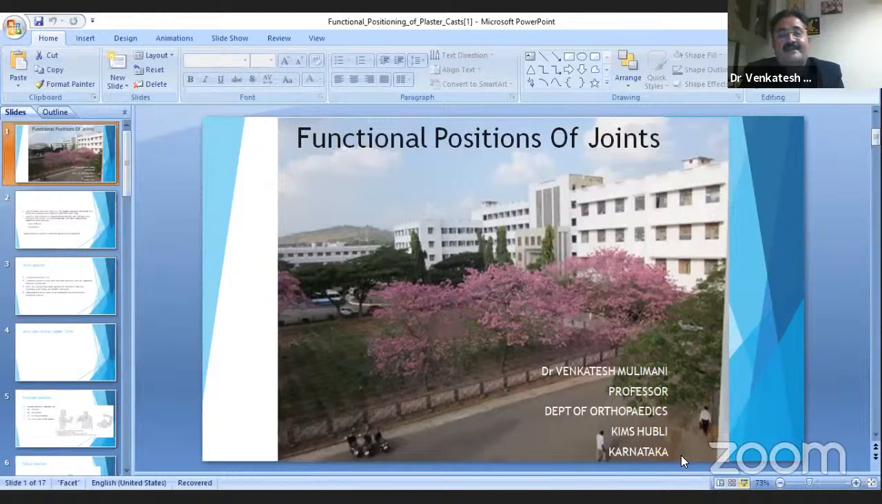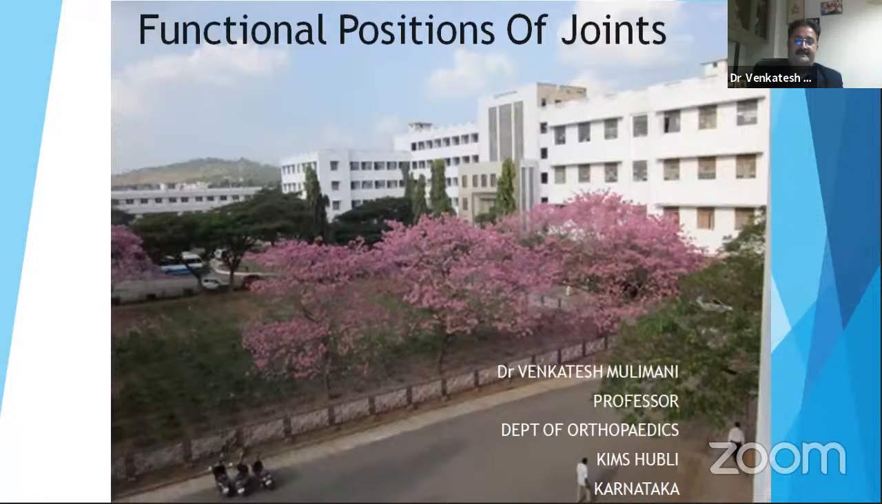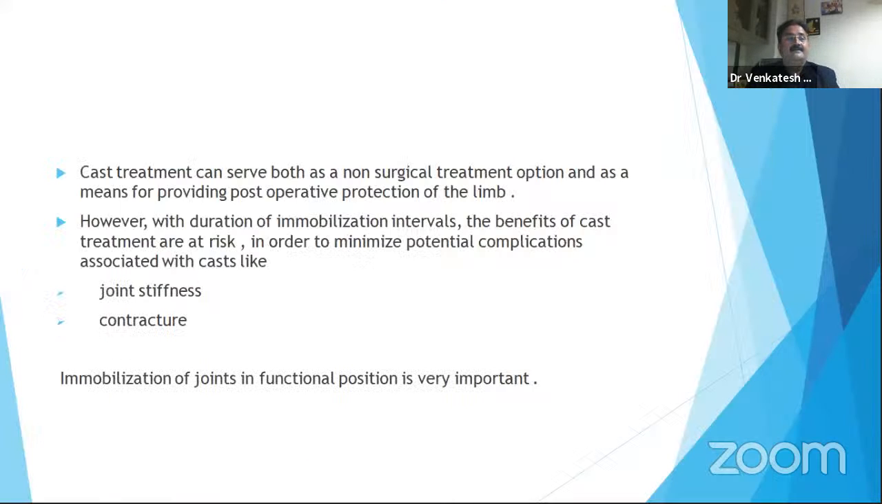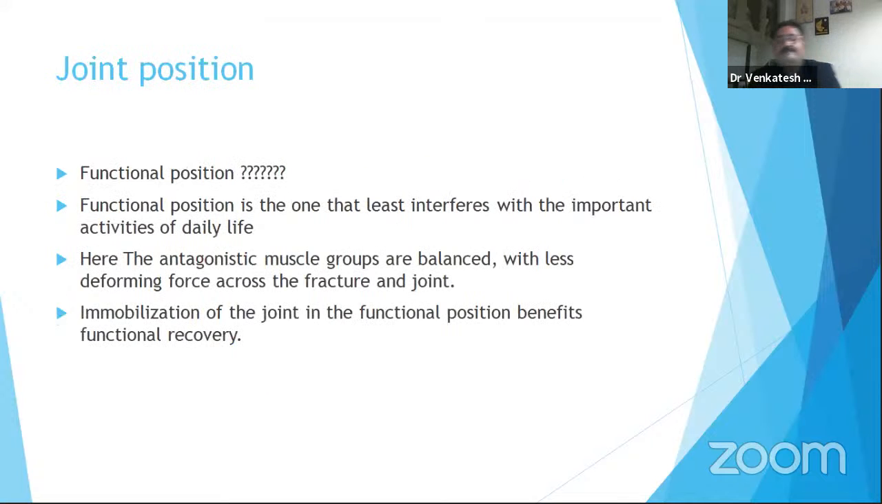At the outset, I'd like to thank the organizers for giving me this opportunity to present my talk on functional position of joints. Cast treatment can serve both as a non-surgical treatment option and as a means for providing post-operative protection of the limb. However, with the duration of immobilization intervals, the benefits of cast treatment are at risk. In order to minimize potential complications associated with cast, like joint stiffness and contractures, immobilization of joints in functional position is very important. So what is functional position?